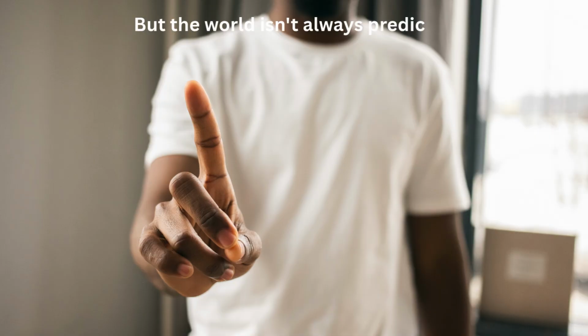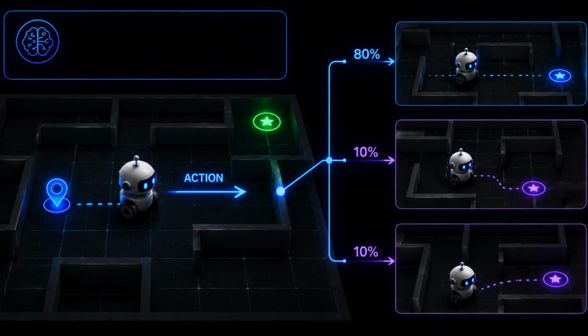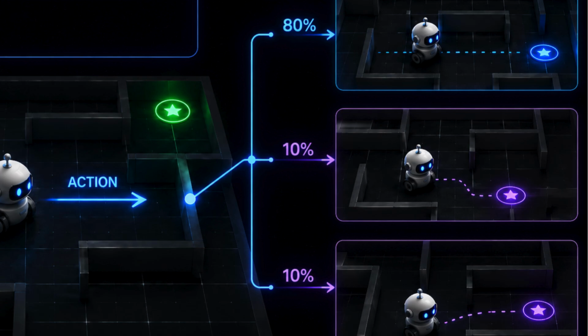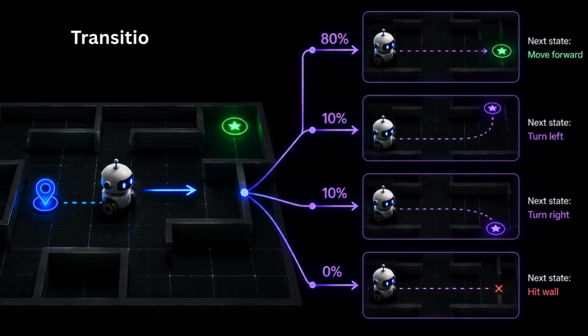But the world isn't always predictable. After taking an action, the robot might not end up exactly where it expected. That's why we use transition probabilities. They describe the probability of reaching different next states.